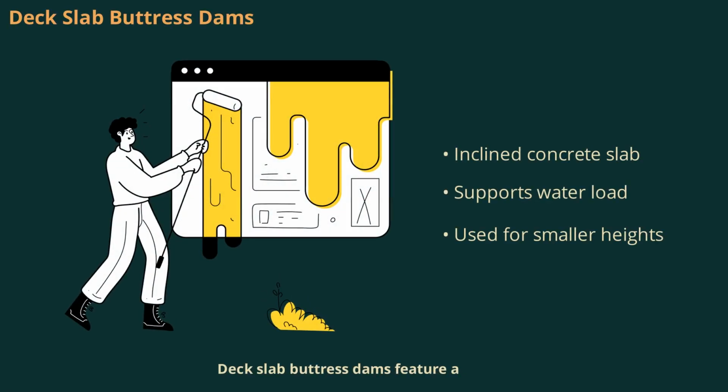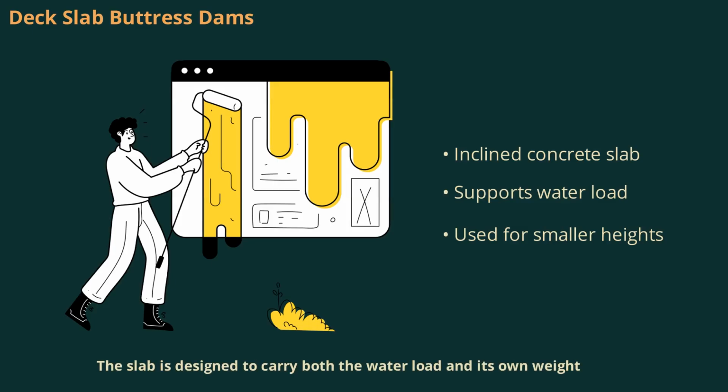Deck slab buttress dams feature a reinforced concrete slab inclined to the horizontal, supported by buttresses spaced at regular intervals. The slab is designed to carry both the water load and its own weight, providing stability against sliding. These dams are generally used for heights up to 50 meters. The design involves optimizing the spacing and thickness of the buttresses to minimize concrete use while ensuring safety and stability.